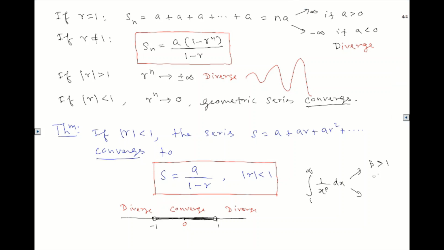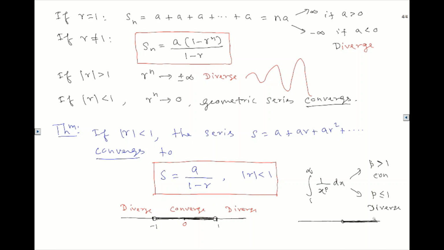So it's going to converge. And then if p is less than or equal to 1, it's going to diverge. So this literally is not exactly the same, but it's very close. So if you draw the number line here, now what is the situation here? So this is going to converge if p is more than 1. So that's where it's going to converge.